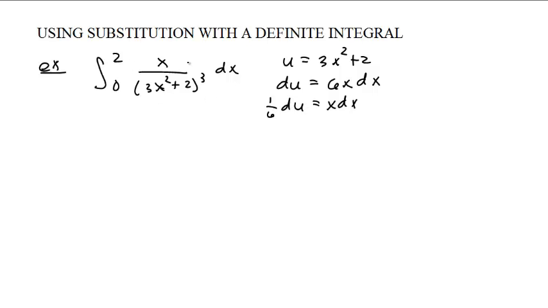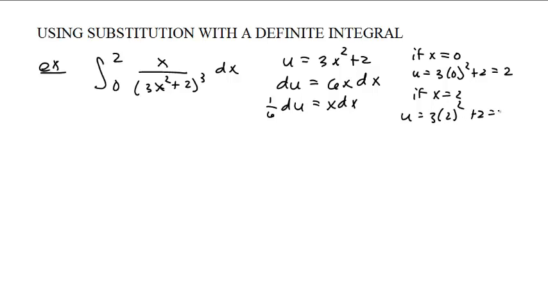Well, that will turn everything over here into u's. However, this is x equals 0 and x equals 2. We say if x is 0, then u is 3 times 0 squared plus 2, which is 2. See, because u is 3 times the square of x plus 2. And if x is 2, then u is 3 times 2 squared plus 2, which is 4, 12, 14. And that means we have to convert everything over. This x equals 2 becomes u equals 14. This x equals 0 becomes u equals 2.